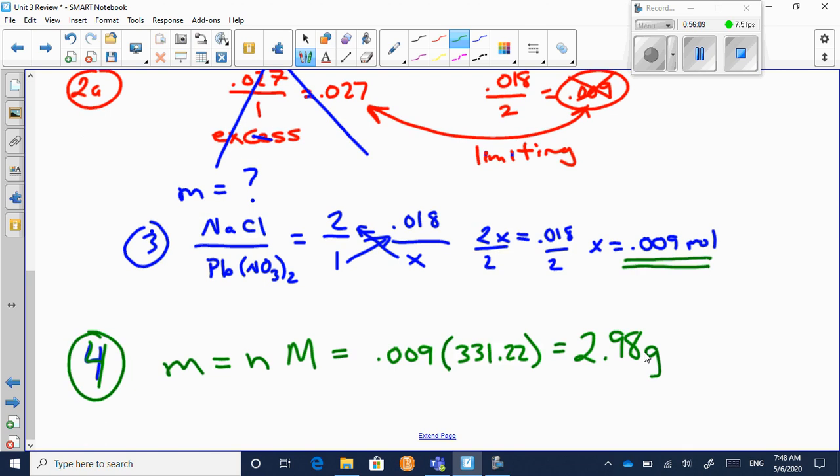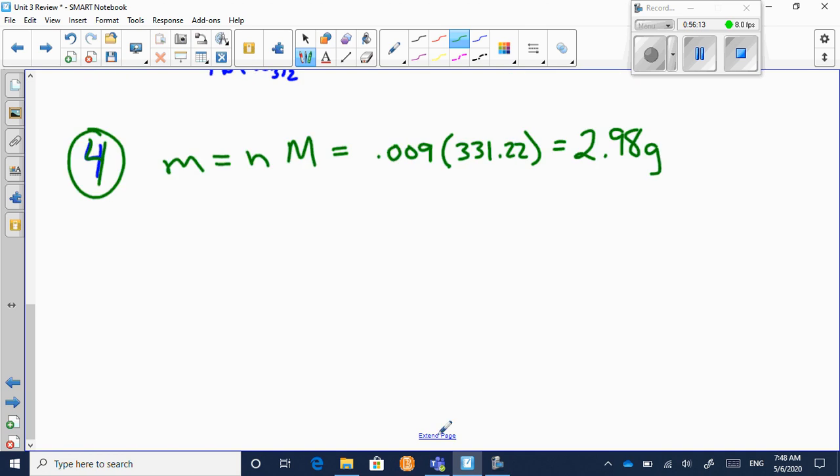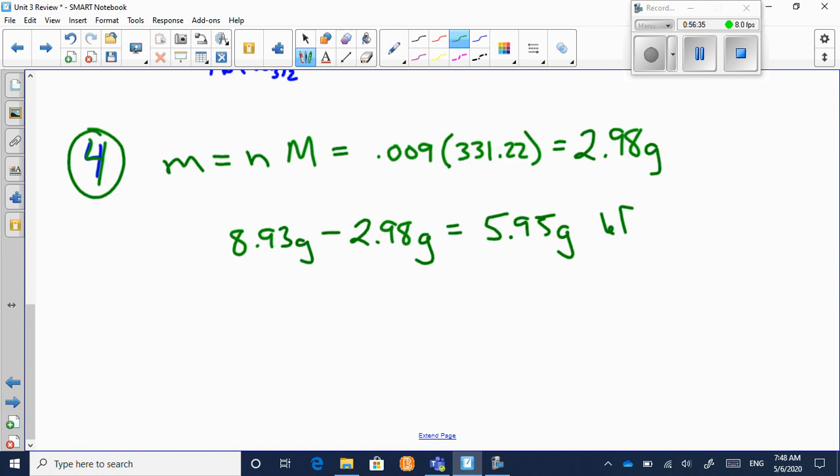So here we go. I'm finally going to say, well, if I started with 8.93 grams of the lead nitrate, but I used 2.98, that's what stoichiometry has predicted. So I do 8.93 minus 2.98, and I get 5.95 grams is left over.